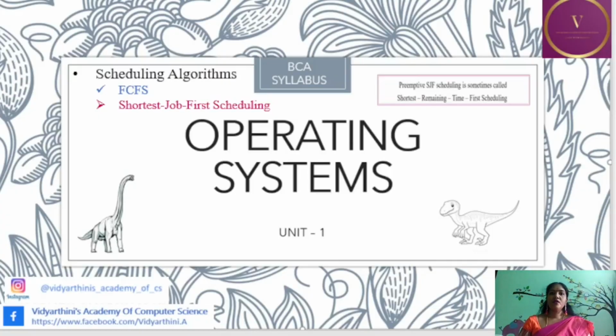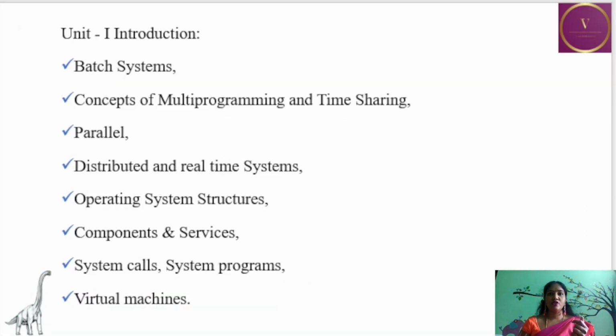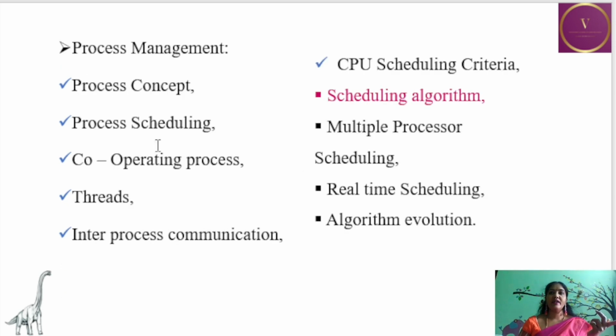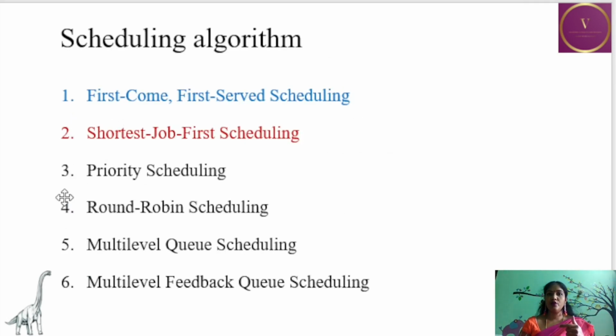Now let's get started. So we are now in the shortest job first scheduling algorithm. Previously we saw the first come first serve scheduling algorithm. We solved the problems in the FCFS scheduling algorithm, and we saw its advantages and disadvantages. Now we are in the SJF scheduling algorithm. These are the topics that we have already covered, and now we are in the scheduling algorithm. Under scheduling algorithms, we are now seeing the shortest job first scheduling algorithm.